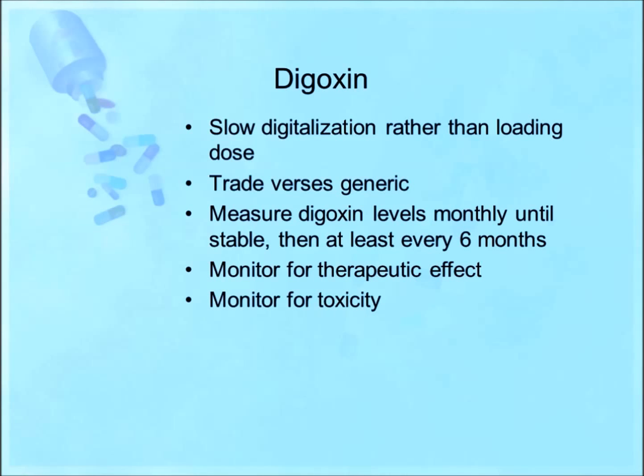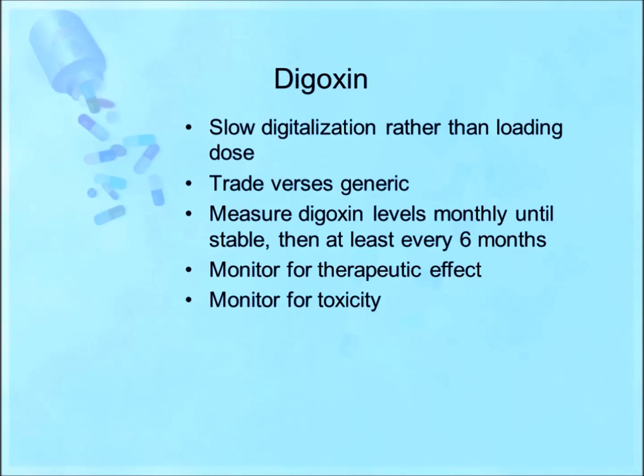You need to monitor for a therapeutic effect, monitor the patient's clinical response to digoxin, not just serum drug levels. A therapeutic response may be achieved at a subtherapeutic drug level of 0.5 to 0.8 nanograms per milliliter.